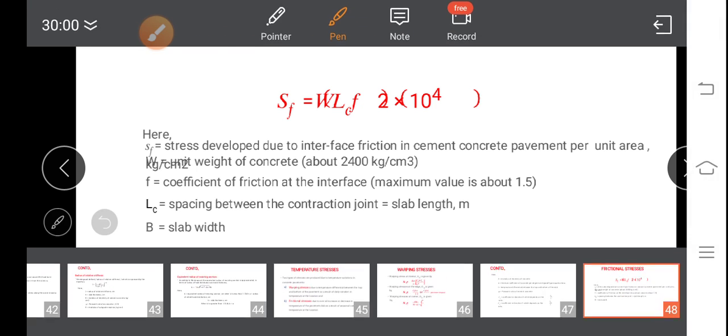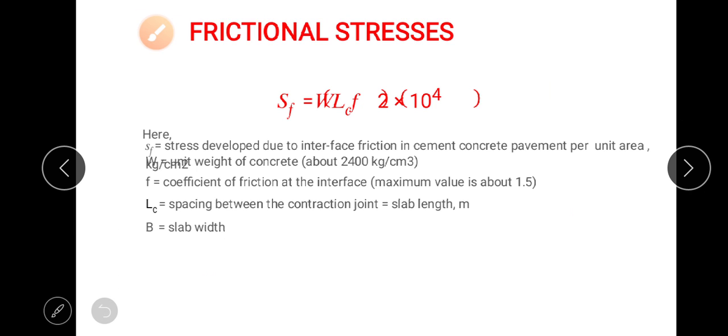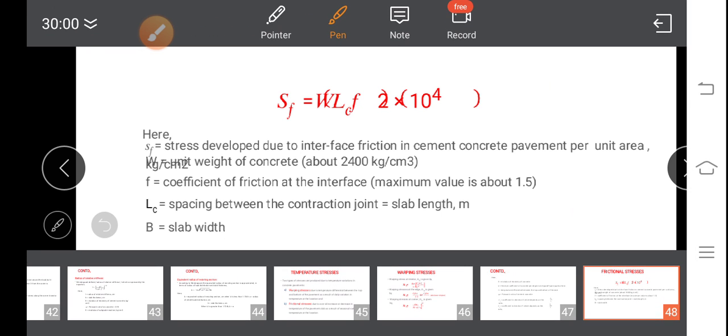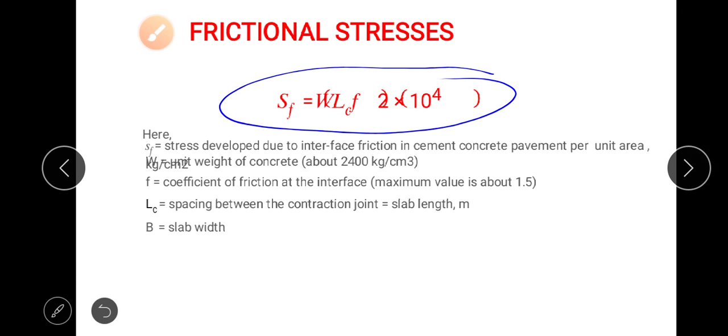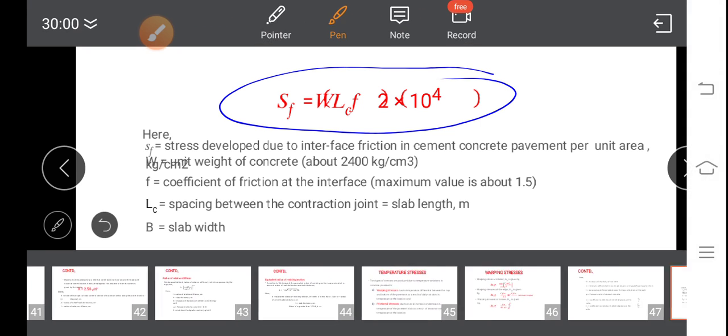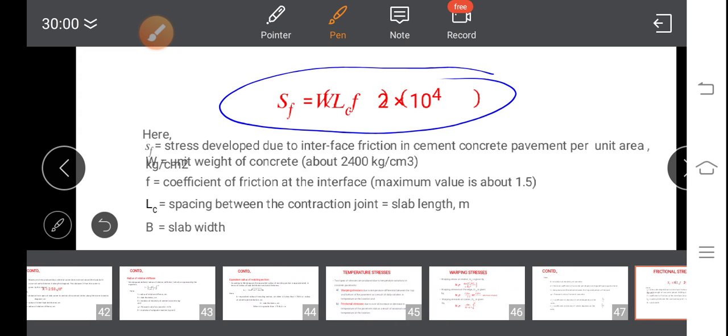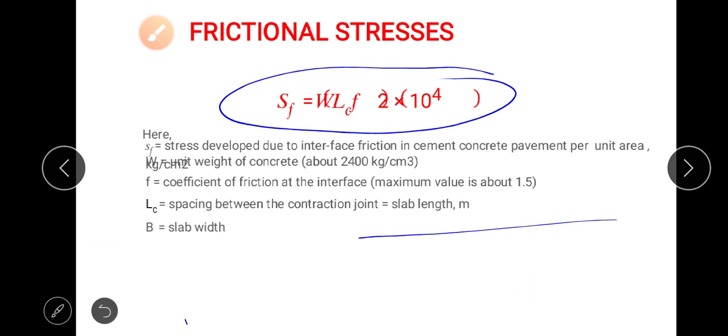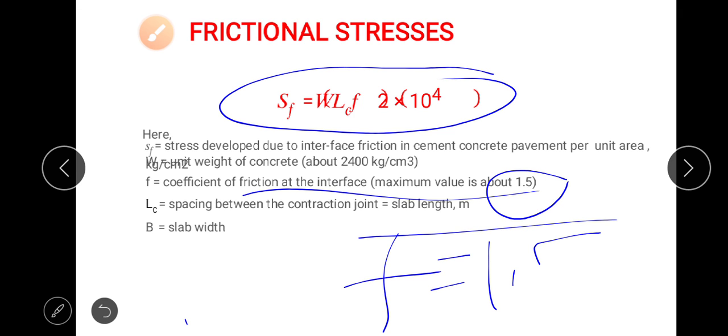Frictional stress Sf is equal to W into Lc by (2 into 10 to the power of 4). This constant is used to convert into the same unit, where B is the slab width, Lc is the spacing between the contraction joints, and F is the coefficient of friction. That value is taken as 1.5. F is equal to 1.5.